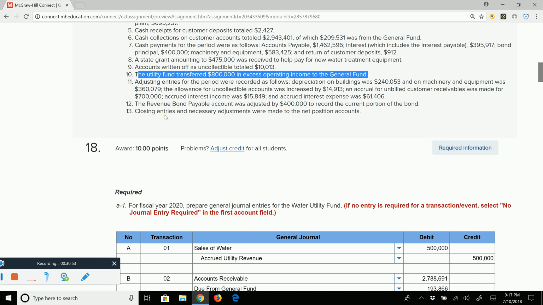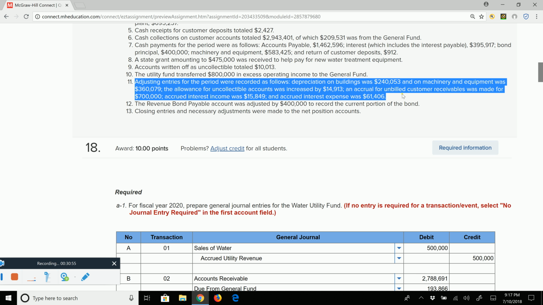Journal entry 11 is really multiple journal entries in one. These are basically the adjusting entries at the end of the period for financial statement preparation. We have to go through these adjusting entries for accrual accounting. And so what do we have here? We have depreciation on buildings, depreciation on equipment. We are increasing our allowance for doubtful accounts. We're going to accrue for water usage for customers that haven't been billed yet. We're going to accrue for interest income and accrue for interest expense. Lots of journal entries here.